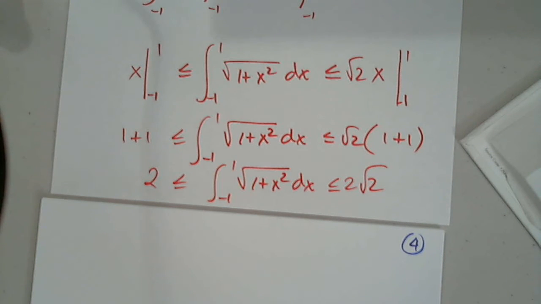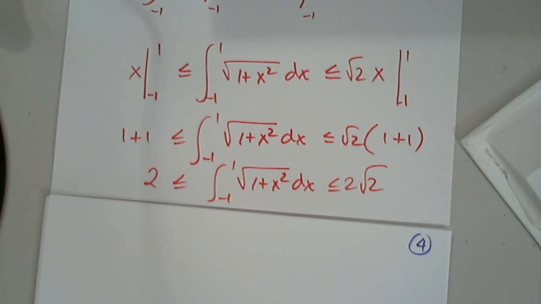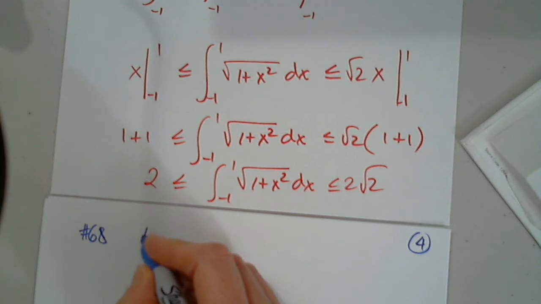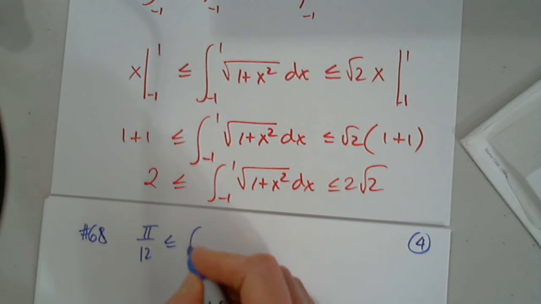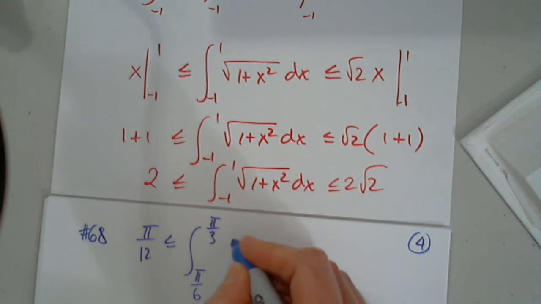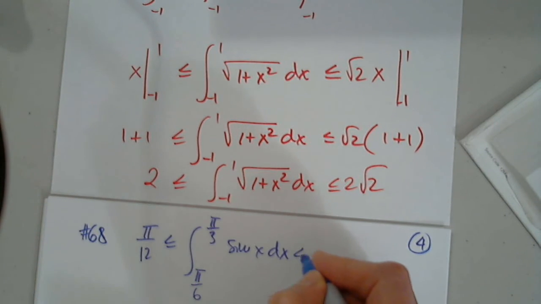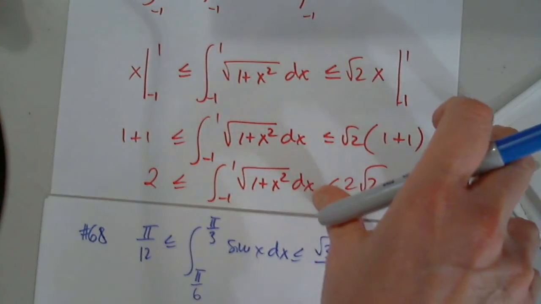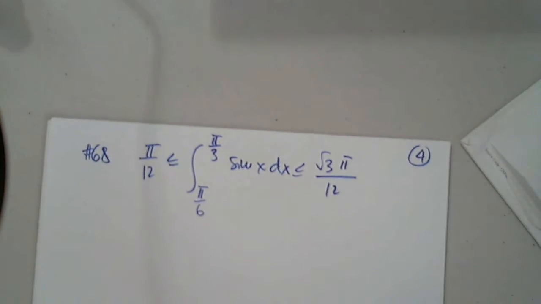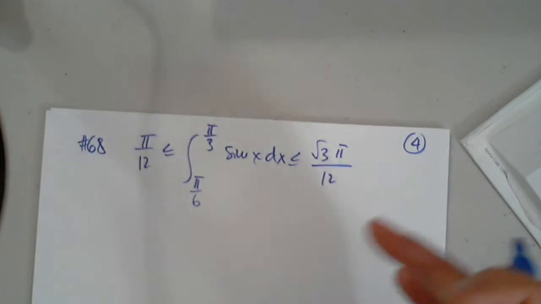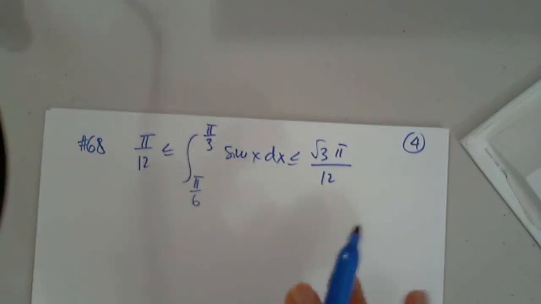Let me share my screen again. And we said 68, so I'm copying it. So pi divided by 12 is less than or equal to the integral from pi over 6 to pi over 3 of sine x dx, which is less than or equal to the square root of 3 times pi over 12. This we can determine with no problem. We can determine the antiderivative of sine x, which is negative cosine x, and we can plug in and determine this exactly.